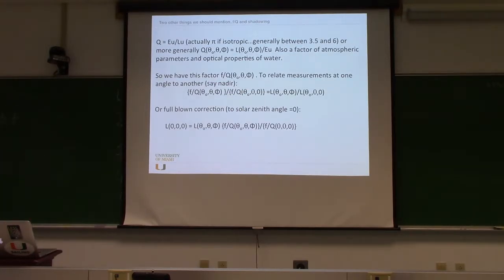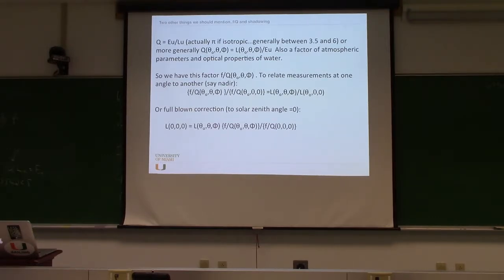The other part, the Q factor, is defined as EU over LU. Remember that plaque I just showed you? Q times LU is equal to EU. And if you have a Lambertian surface, Q is equal to pi. In general, for the water, Q ranges from about 3.5 to about 5, somewhere there, or 6 or 7 if the water is really absorbing. So this Q factor relates EU over LU.